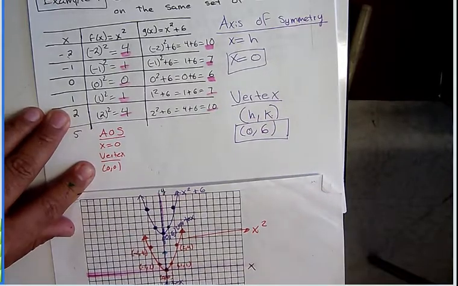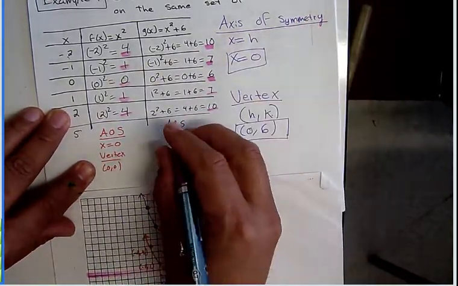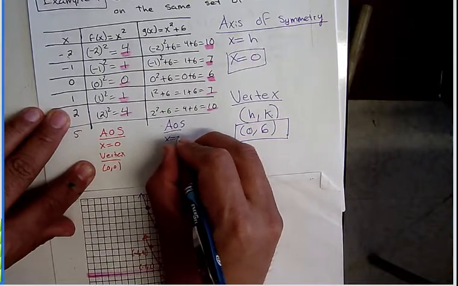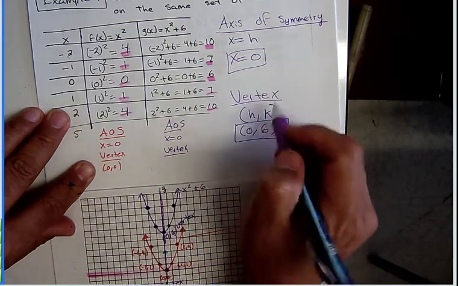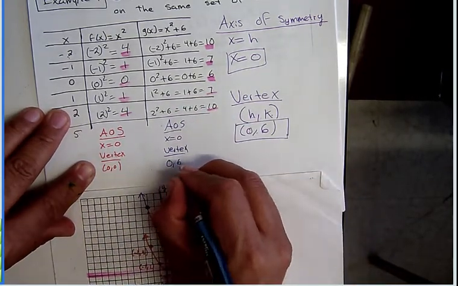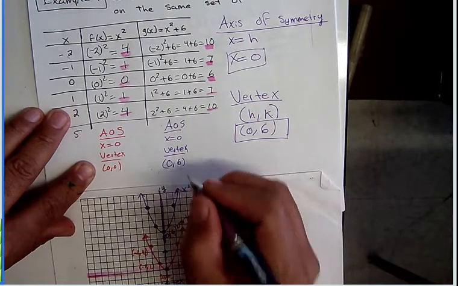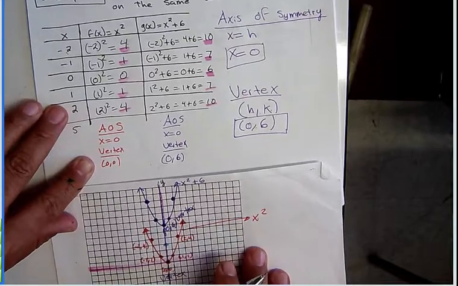For this one, the axis of symmetry is the same, and the vertex would be 0, 6 because we went up. So 0, 6. Okay, so that's that for that example.